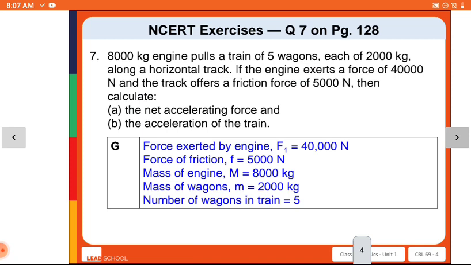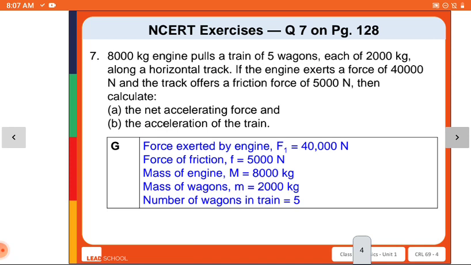So open your NCERT exercise question number 7 on page number 128. The question is: when an 8000 kg engine pulls a train of 5 wagons, each of 2000 kg, along a horizontal track, if the engine exerts a force of 40,000 Newton and the track offers a friction force of 5,000 Newton, then calculate the net accelerating force and the acceleration of the train.